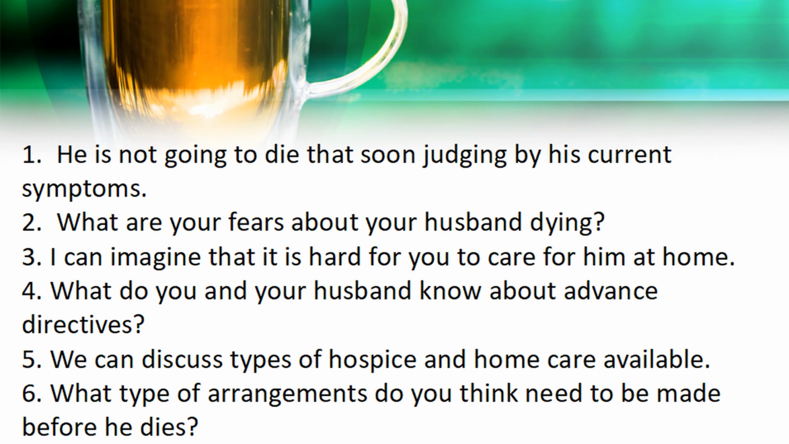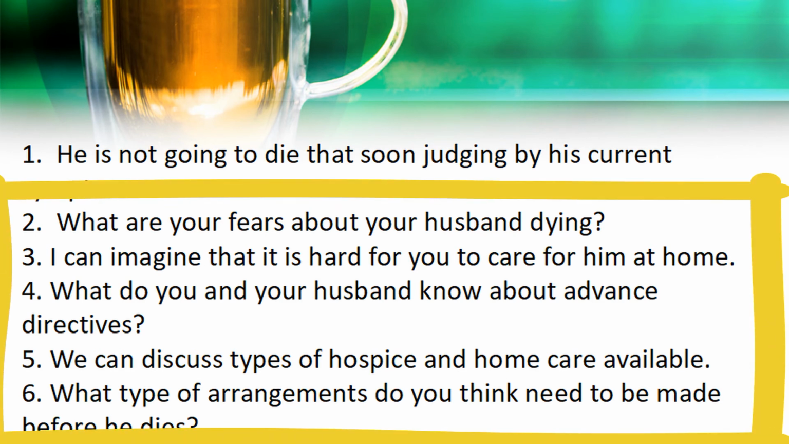And number 6, what type of arrangements do you think you need to make before he dies? This would be helpful to the wife because she said, we have so many arrangements we have to make before he dies. So this choice directly answers her fear of that concern. So the end result, my choices would be 2, 3, 4, 5, and 6 for this question.